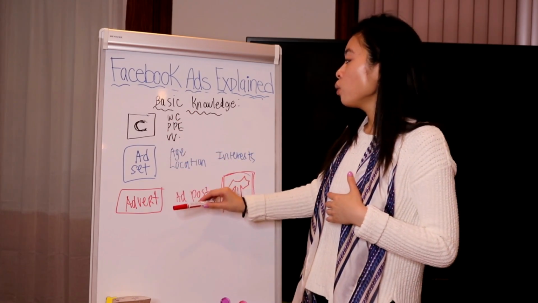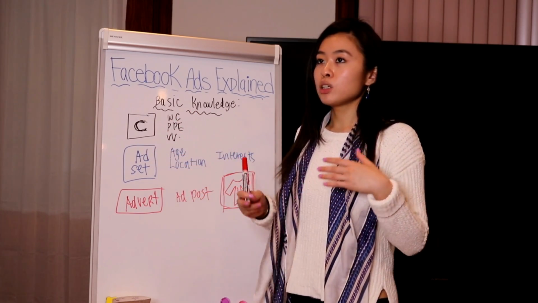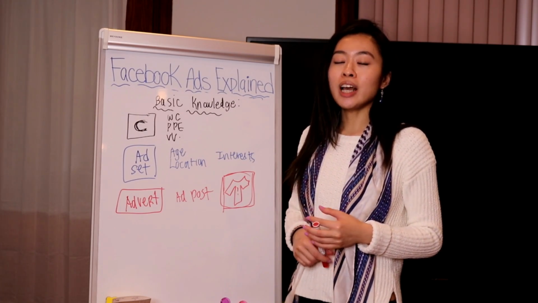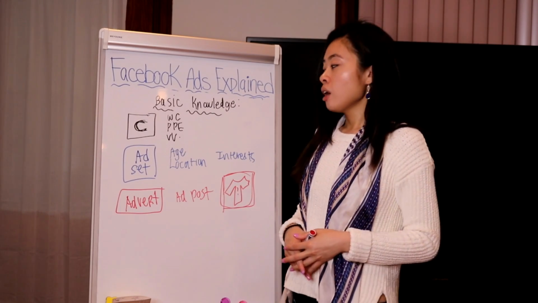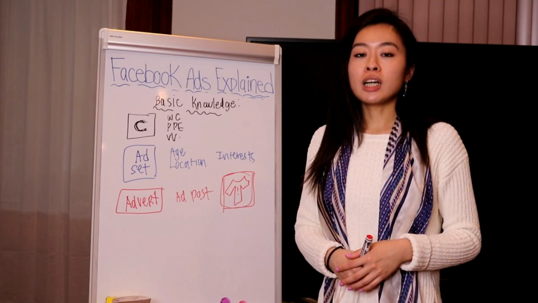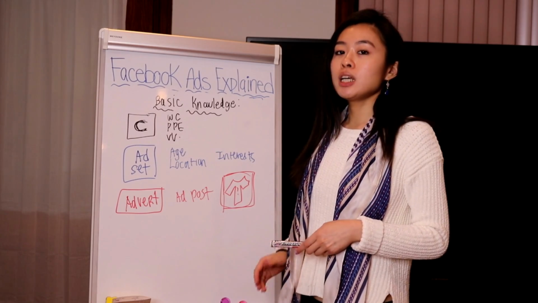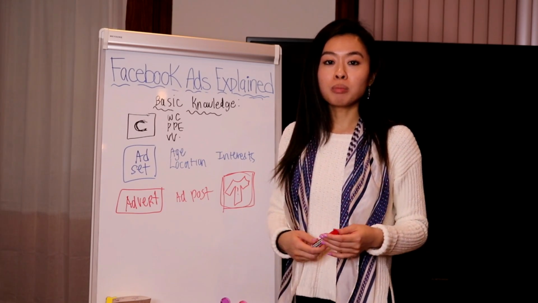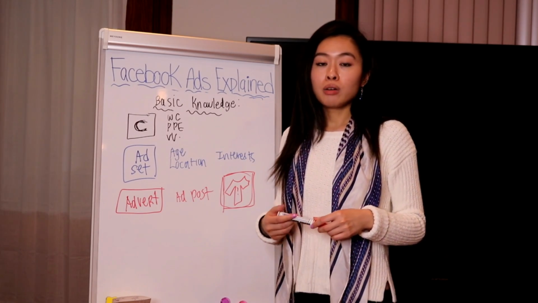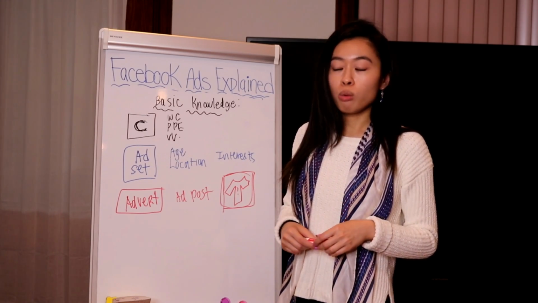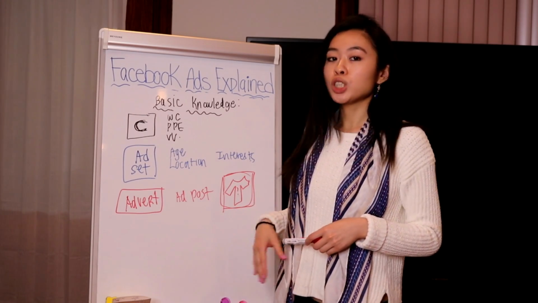Ad set level is when you set things like, I want to target people that like cat magazines between the ages of 30 and 40, people that live in the United States. That's ad set level stuff. And then adverts is your actual ad creative, something that you've probably created on Clipman, or you create it yourself on Photoshop.